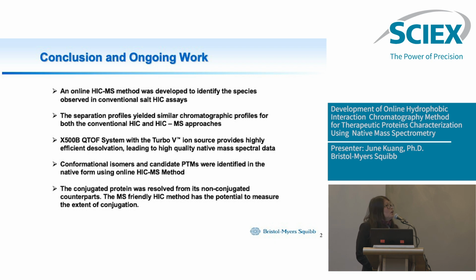To summarize this work, an online HIC-MS method was developed to identify the species that we observe in a conventional HIC method, and the separation profiles of both methods are similar. The X500 MS system with the Turbo V source provides highly efficient desolvation and leads to high quality MS spectra. The conformational isomers were identified directly using the HIC-MS method, and the conjugated protein was well resolved and identified in a native form as well. So potentially this method can be used to measure the extent of conjugation.